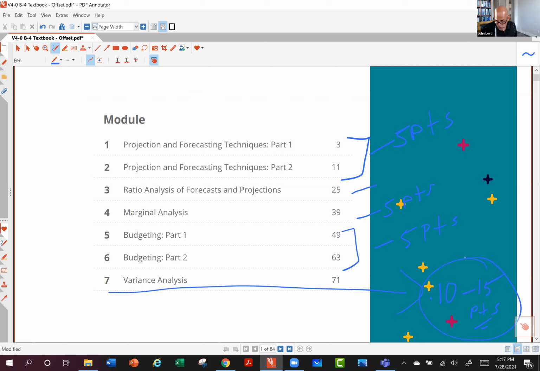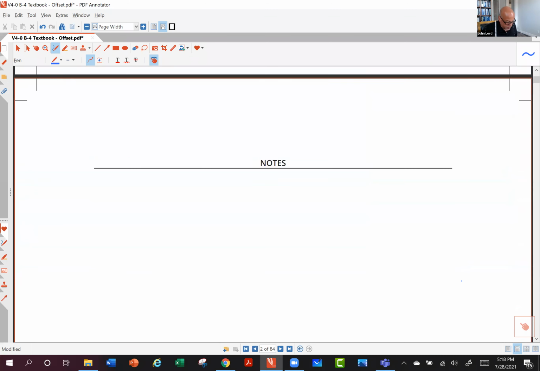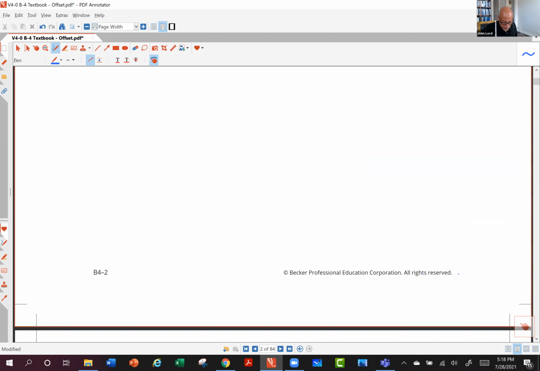Okay. All right. Any questions on these potential point values? And I apologize for the blue on blue. 5, 5, 5, 10 to 15 for variance analysis. Okay. All right, good. Let's go ahead and take a look. Now we start to talk about projection techniques.